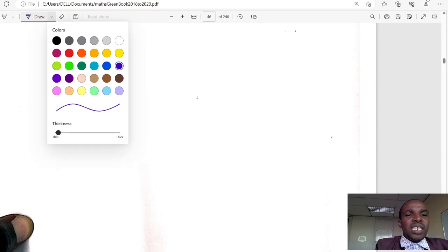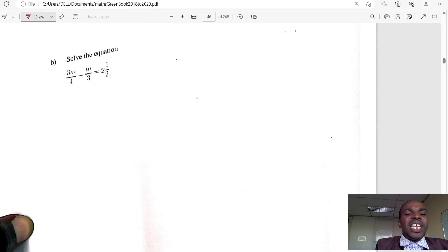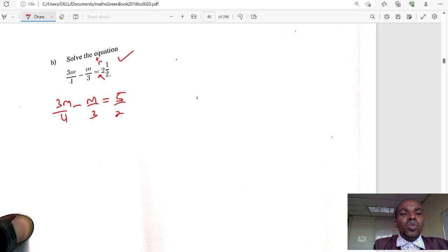Solve the equation. They said here 3m over 4 minus m over 3 is equal to 2.5. First thing is to convert this mixed number to an improper fraction. So it will be 3m over 4, maintain everything, minus m over 3, equals 5 over 2. It's 2 times 2 plus 1, so it will be 5 over 2.